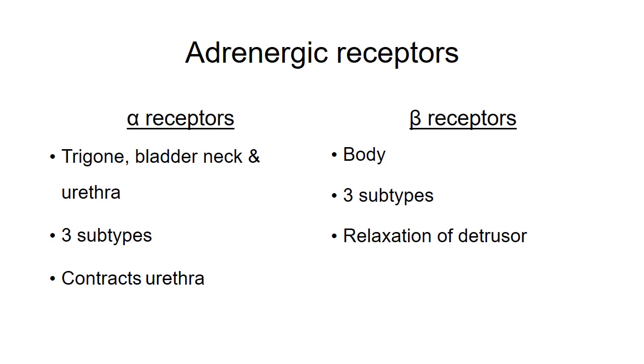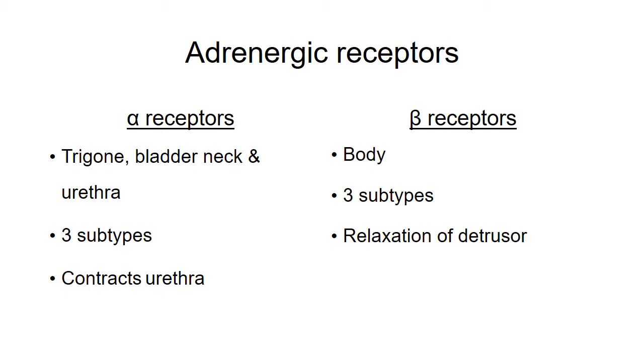Now moving to adrenergic receptors. There are 2 types of adrenergic receptors. One is alpha receptor and other is beta receptors. Alpha adrenergic receptors are seen throughout the bladder but predominantly in the trigone, bladder neck and urethra. They produce contraction of urethra. There are 3 subtypes: alpha 1A, alpha 1B and alpha 1D.